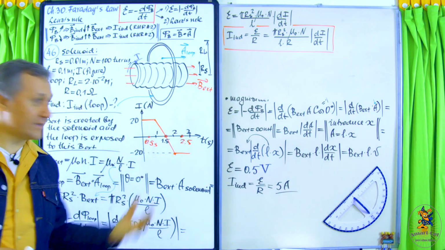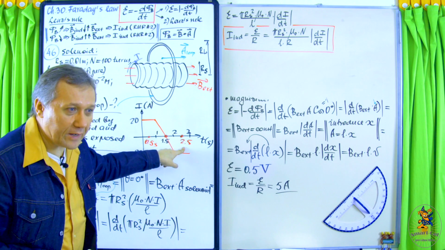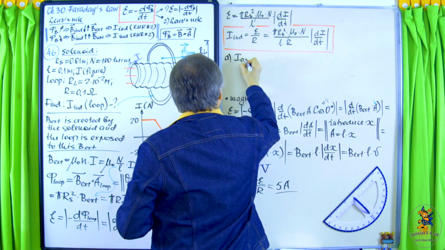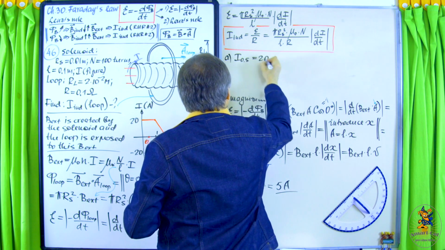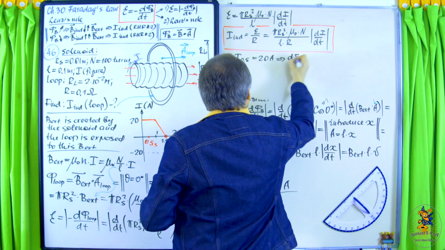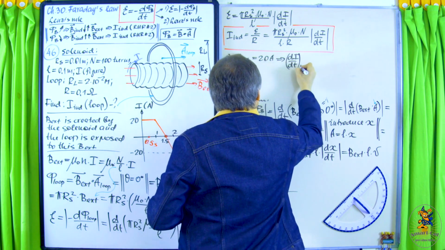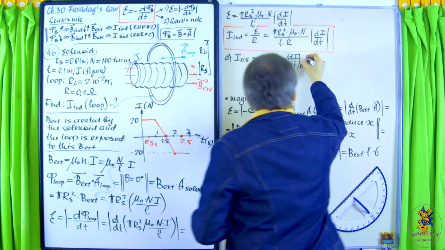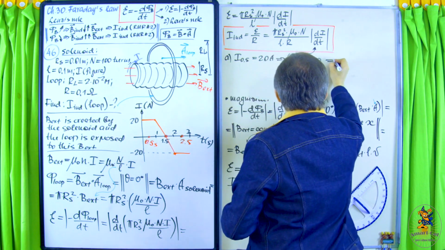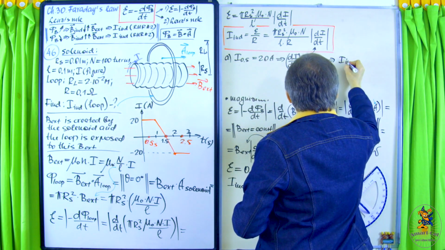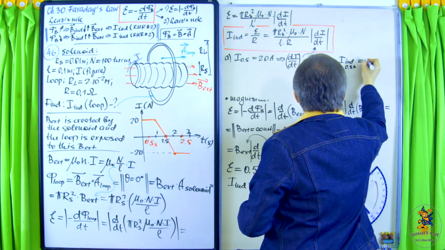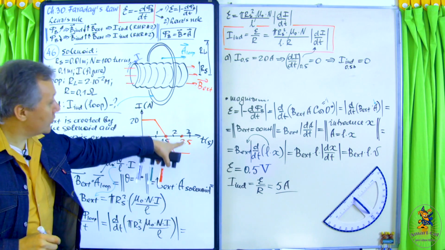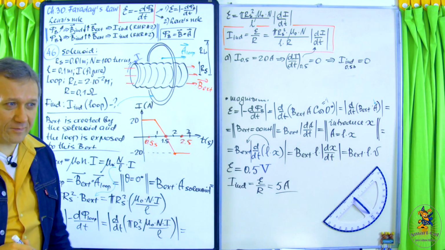Similar story, or I can say exactly the same story, is at 2.5 seconds. Let me write part A, right? So I at 0.5 seconds equals 20 amps. But di over dt at 0.5 seconds equals 0. And that's what you need to use over here. And as a result, I induced at 0.5 seconds equals 0. And as I said, at 2.5 seconds, it's the same story, right?